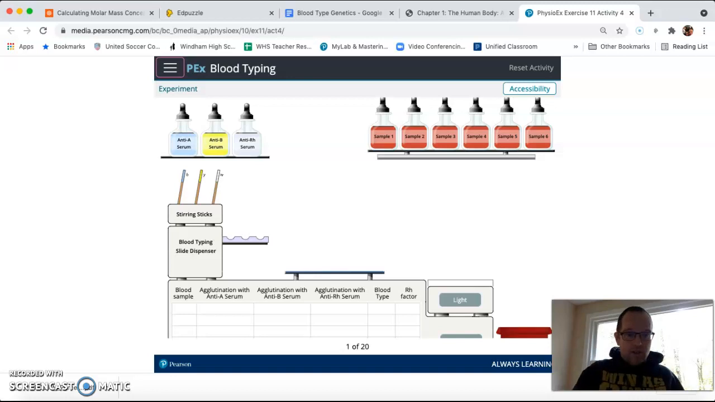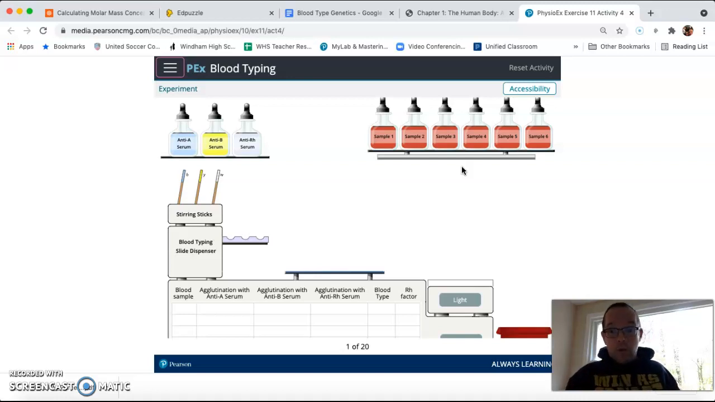So just to give you an idea of the setup, we have 3 bottles, and these 3 bottles have antibodies. The serum contains antibodies against the A antigen, the B antigen, and then the Rh antigen. And then we have 6 samples of blood. I'm going to go through 3 just to give you an idea of what we're up against here and to explain what the tests actually mean.